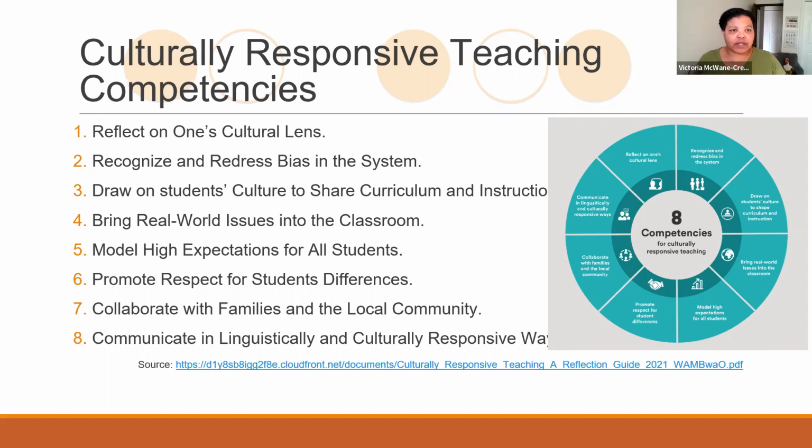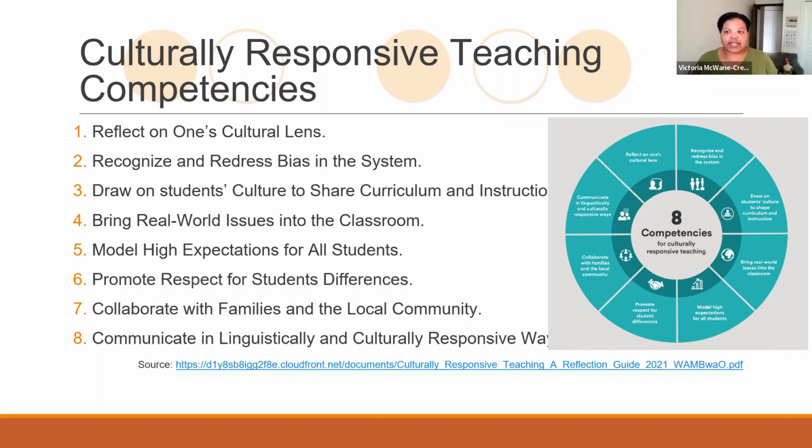competencies that are there. So there are 8 competencies that have been identified by New America in this report that they did, doing a 50-state survey and figuring out who is doing what and how is that culturally responsive. And that link is going to be pasted into the chat so that you will have access to the reflection guide that comes along with the report.